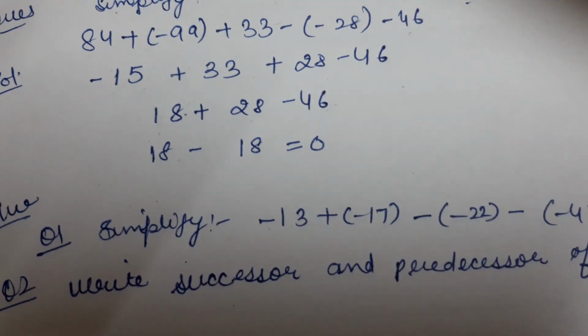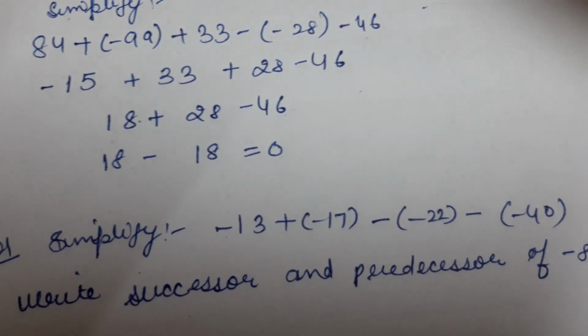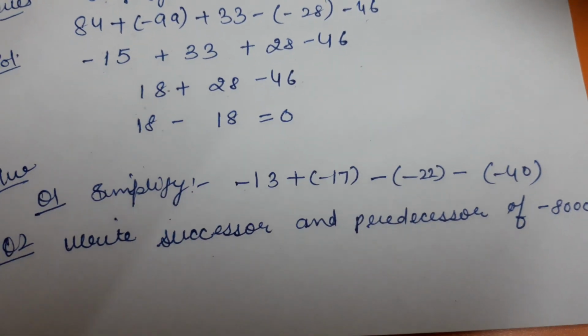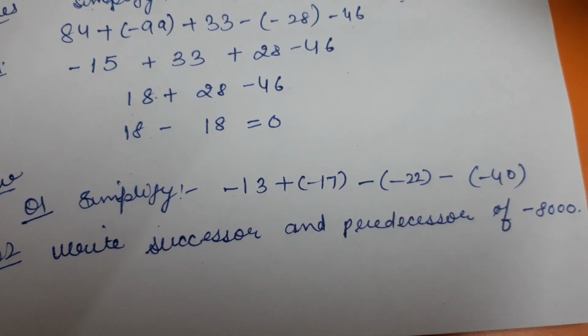Now the homework for today is simplify minus 13 plus minus 17 minus of minus 22 minus of minus 40. Question number 2. Write the successor and predecessor of minus 8000.